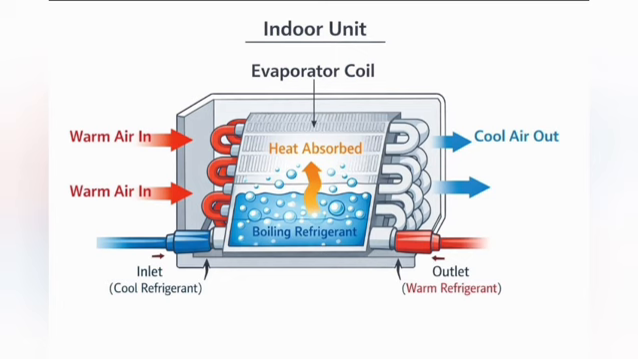First, let's start with the evaporator. The refrigerant enters the evaporator at low pressure and low temperature. It absorbs heat from the space or product that needs to be cooled. Because of this heat absorption, the refrigerant changes from a low pressure liquid-vapor mixture into a low pressure vapor. This is the main cooling process.